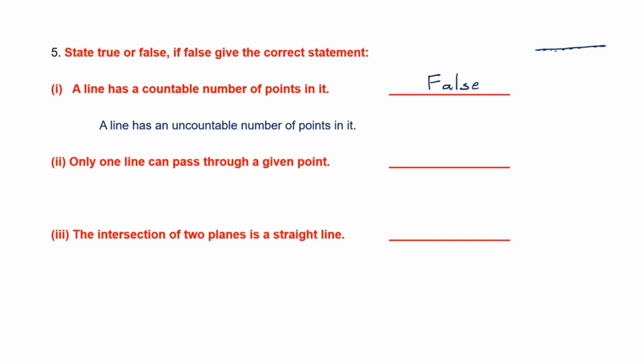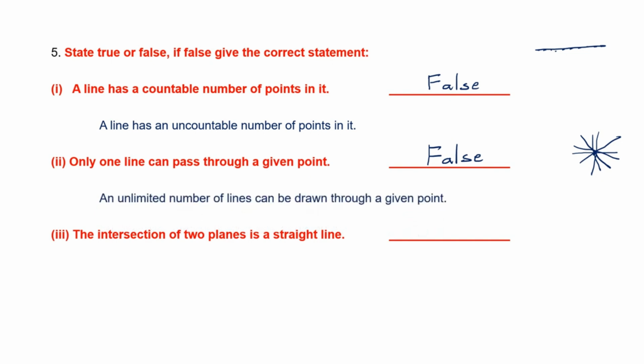Now question 2, only one line can pass through a given point. Now we saw this earlier. Suppose you have one point here, I can draw one line through it, another line, another line. I can draw many lines through this one single point, isn't it? So this statement is also false. What is the correct statement? An unlimited number of lines can be drawn through a given point. Infinite, many. Okay, next one.